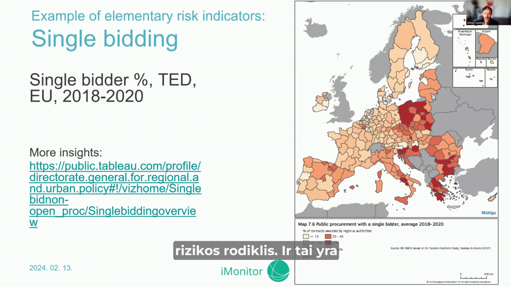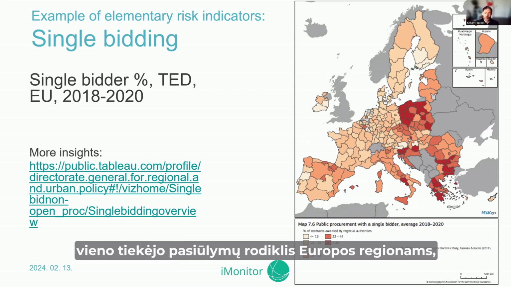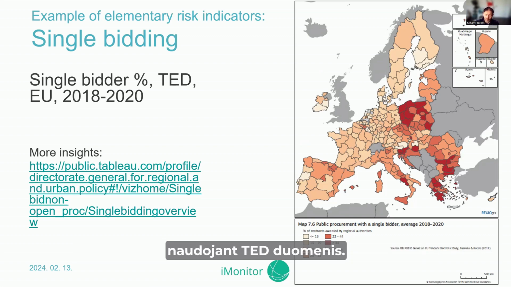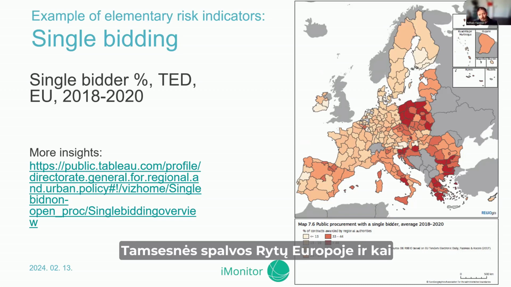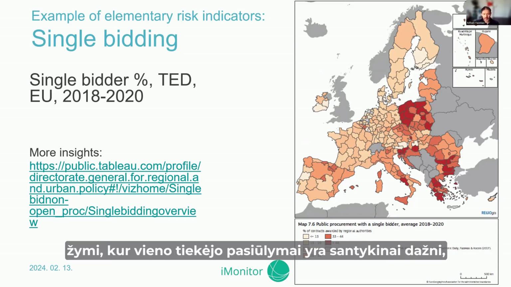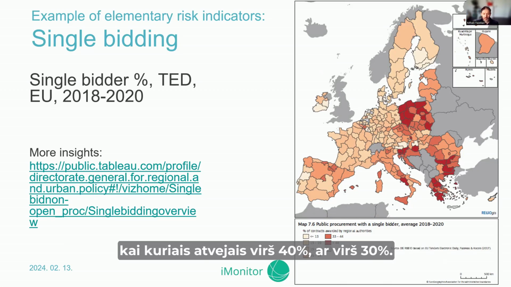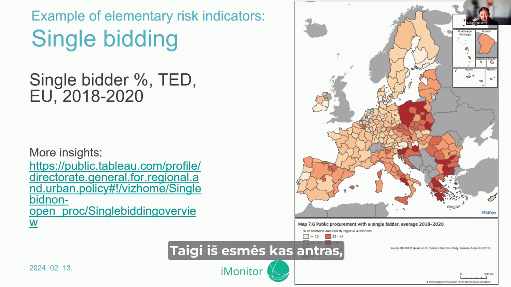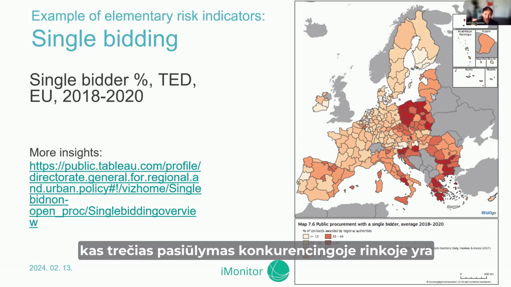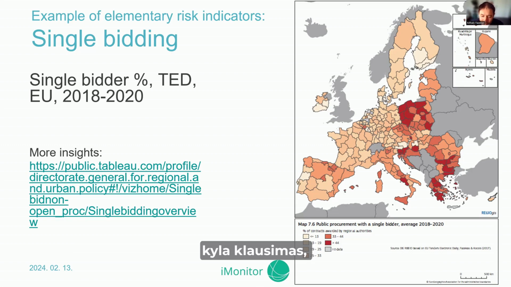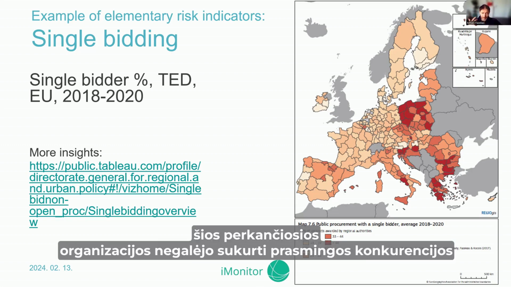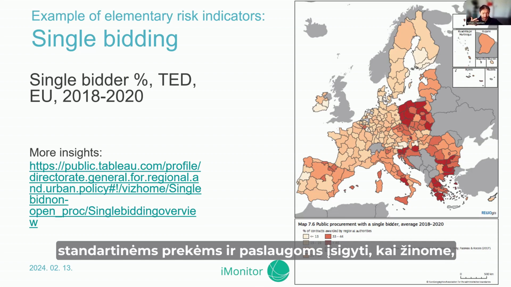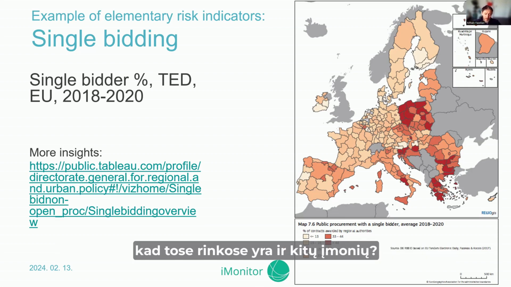And this is a single bidding rate for European regions using Tenders Electronic Daily data, so that's comparable across Europe. You can see the darker colors in Eastern Europe and parts of Italy and Spain, where single bidding is relatively high, in some cases about 40%, above 30%. So basically, every second, every third tender on a competitive market is single bidding, right? So that's suspect. Why on earth couldn't these buyers generate meaningful competition for standard goods and services when we know that there are companies on those markets?